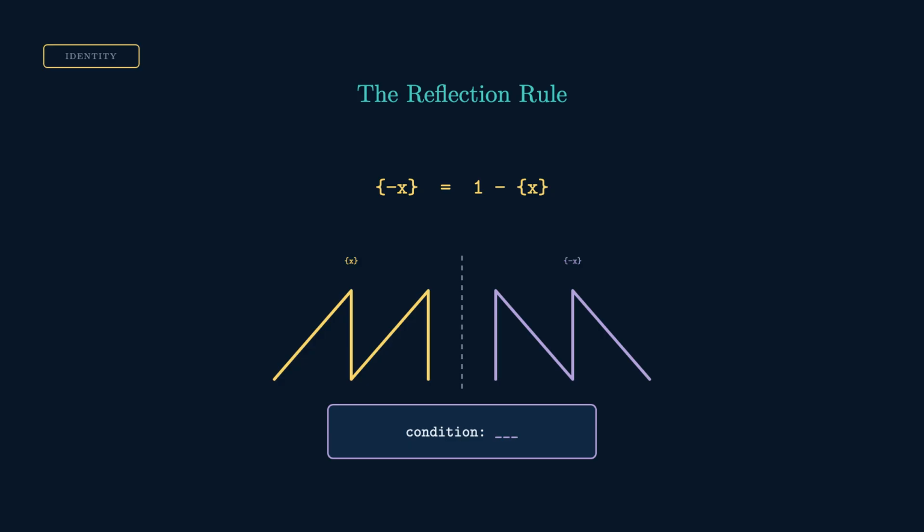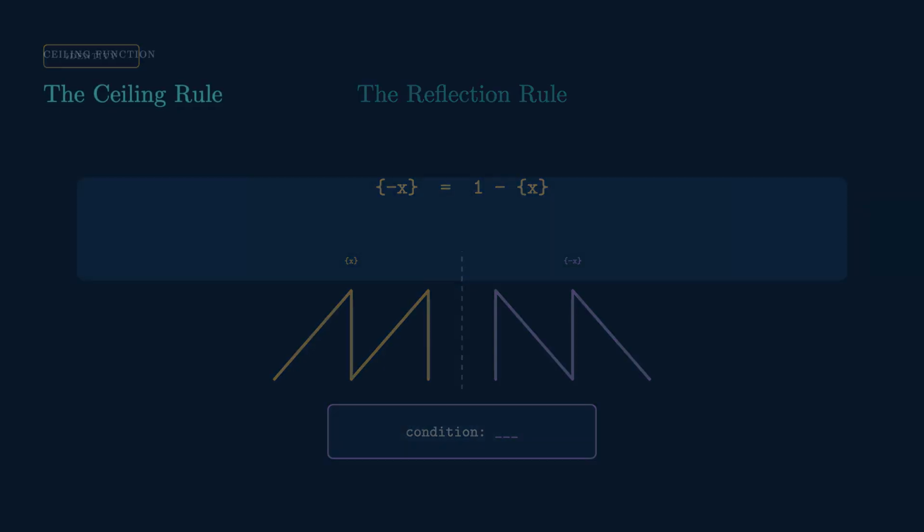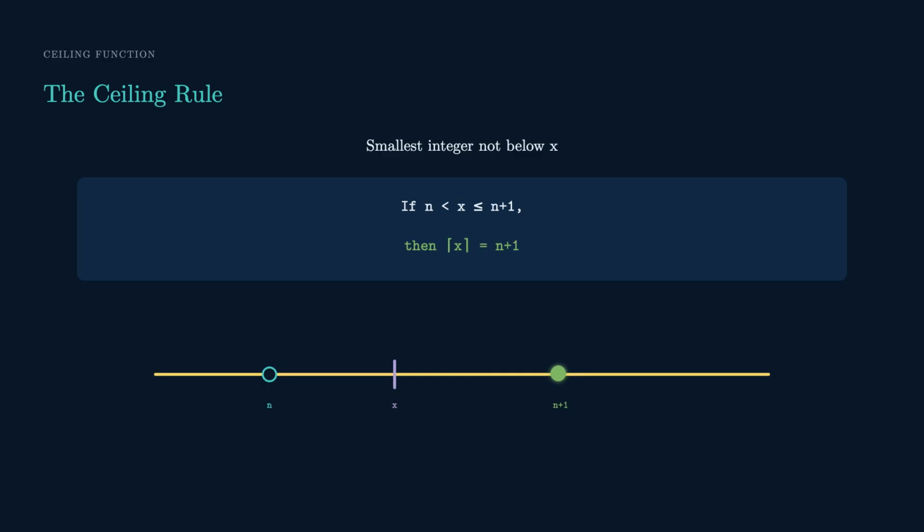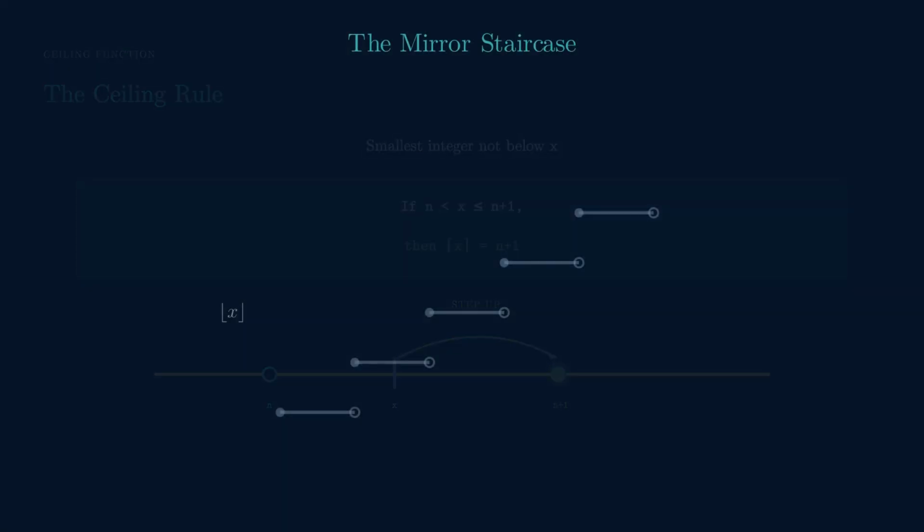First, the fifth function. The ceiling. Smallest integer not below x. The rule mirrors the floor exactly. If n is less than x, which is less than or equal to n plus 1, then the ceiling of x is n plus 1. Hollow on the left, filled on the right, flipped from before. And instead of stepping down, you always step up. Same staircase, opposite direction.